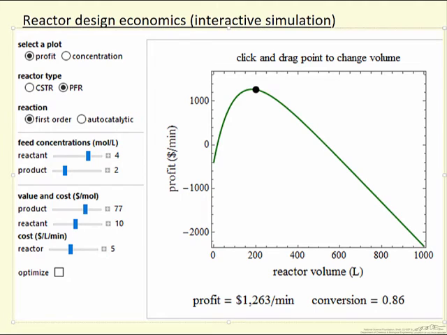In this interactive simulation, we're looking at a very simplified model for reactor economics just to demonstrate the principle. We'll do this for both a plug flow reactor and a continuous stirred tank reactor. What we're plotting here is profit on the y-axis versus reactor volume.